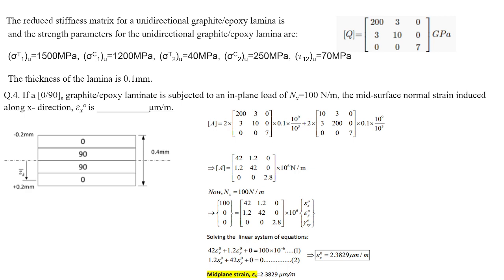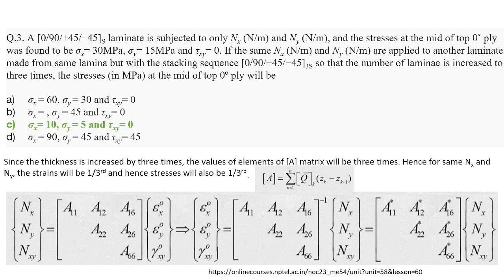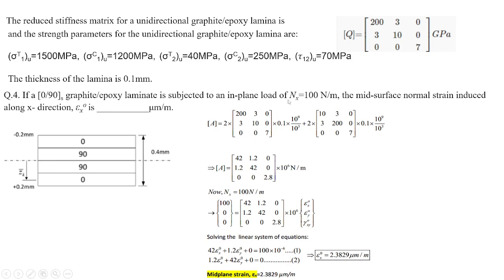We will again consider the ABBD matrix. So the B matrix will be 0. Only an in-plane load is given, so there will be no curvature, and no moment is given, so the D matrix will also be 0. So we have to consider the A matrix. Now, as you have seen, the A matrix equals the summation of the reduced stiffness matrix times the thickness of the laminate. And here in the question, the reduced stiffness matrix is given, which we will consider for the 0 degree alignment of the fibers.